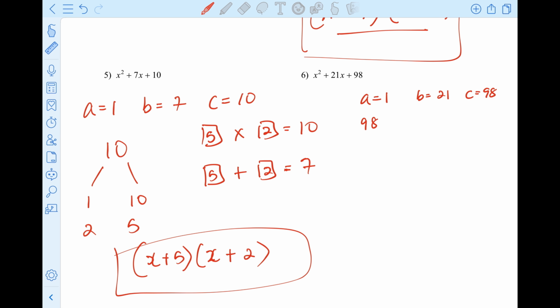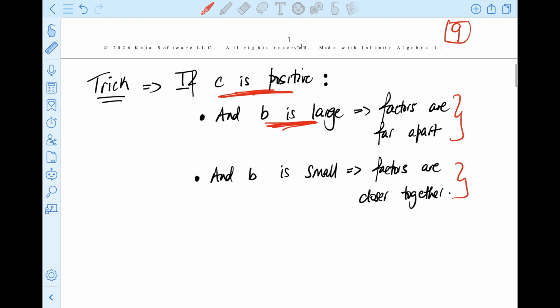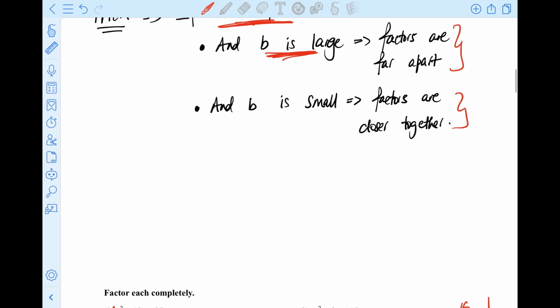So this is a nice one where C is positive, which is 98, and B is 21. Some of the things you want to look at is finding the factors of 98. Now, 21 is a larger number in this context, so because it's a larger number, we're looking at the factors being further apart. Close together kind of means like 2 and 3, or 5 and 6. Far apart is anything that's not really beside each other, like consecutive numbers.